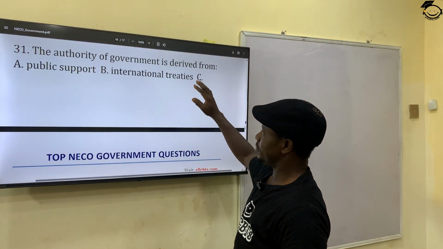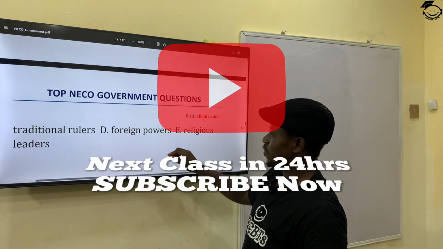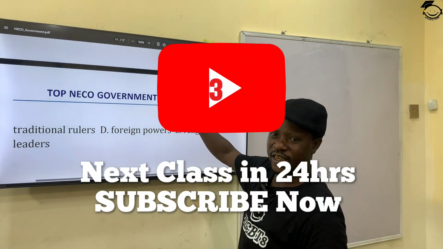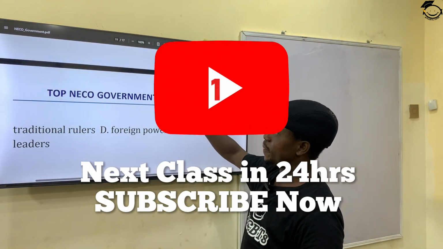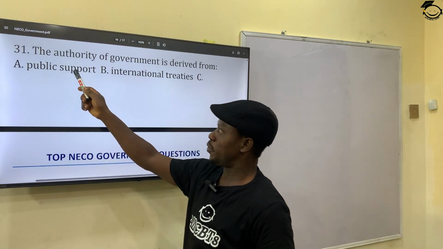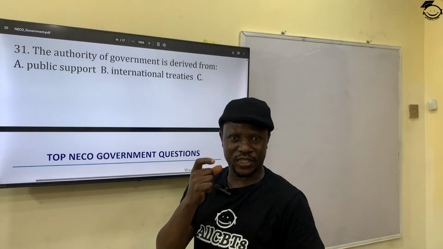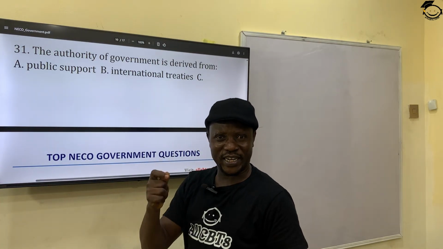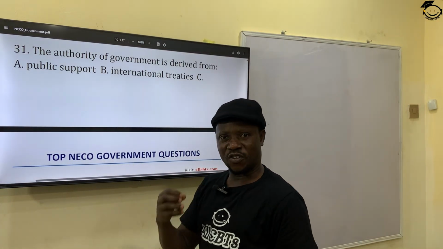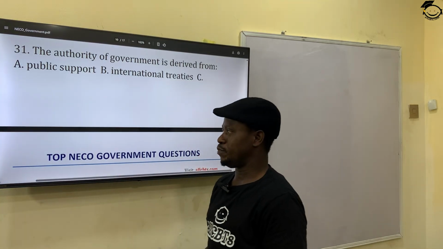Let's see, there's a cutoff here. C, international treaty, traditional rulers, foreign powers, religious leaders. The most correct answer here, I think, is option A. That's talking about public support. The governmental term for public support is legitimacy. The mandate, the legitimacy the people give to the government, gave government authority to control the affairs of the people.